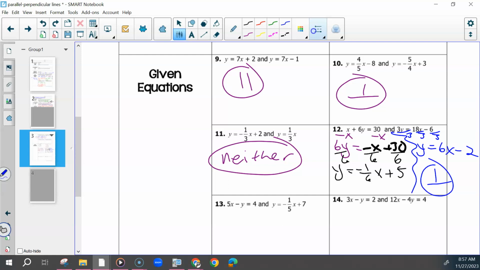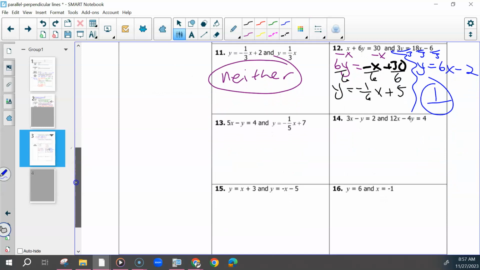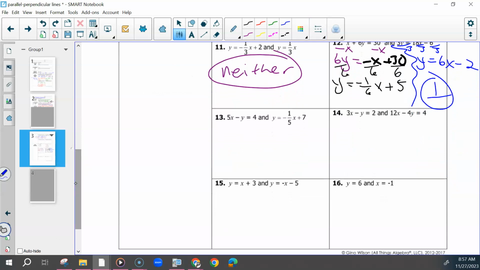Alright, we're going to do a couple more of these and then move on to something else. Would number 15 be parallel, perpendicular, or neither? Why neither?